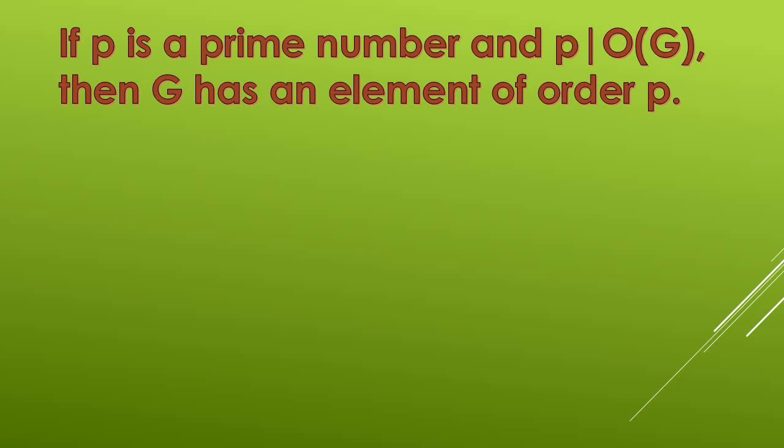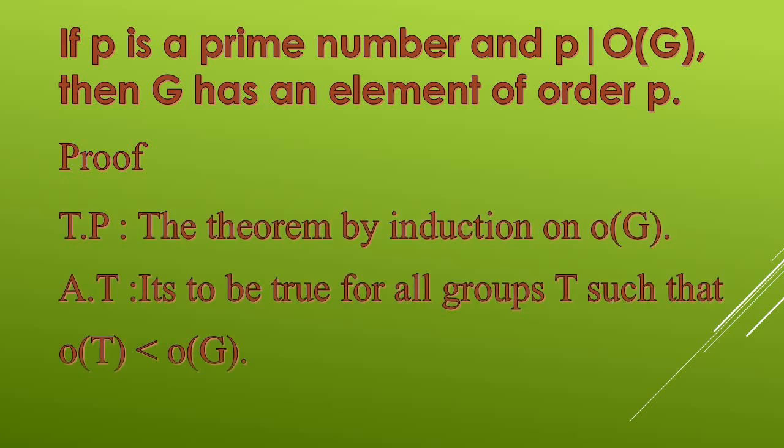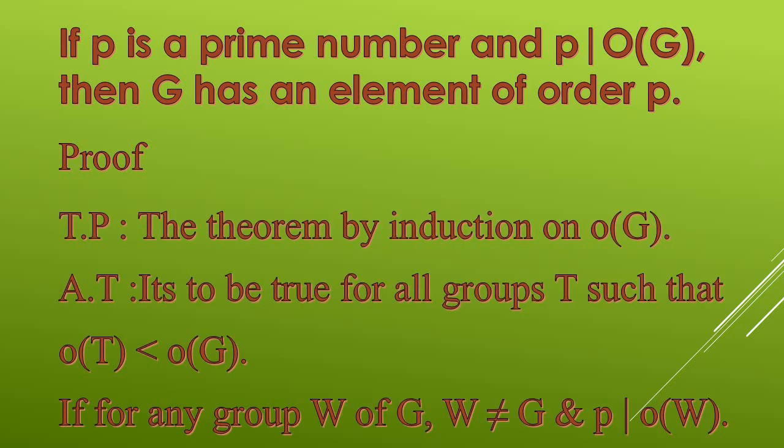That is to prove a^p = e. To prove this theorem, we have to use the induction method, that is, to prove this theorem by induction on the order of G. So assume that it is true for all groups T such that the order of T is less than the order of G. That means this theorem is true for all groups which have order less than the order of G.